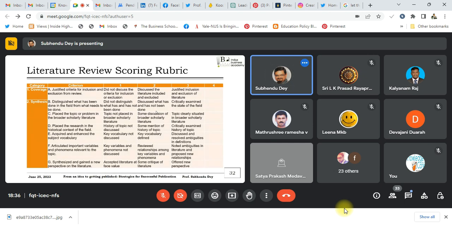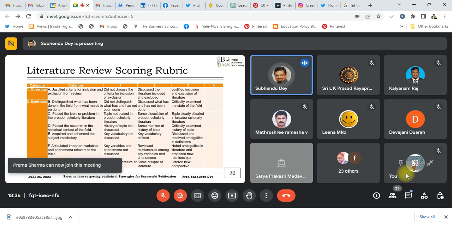Now, what the rubric does is, let us say you have not discussed the criteria for inclusion or exclusion, but you have taken certain papers, then you put 1 mark to that, which means that it is absolutely at the lower end of the coverage. But if you have discussed the literature included and excluded, then you have moved to the next level.